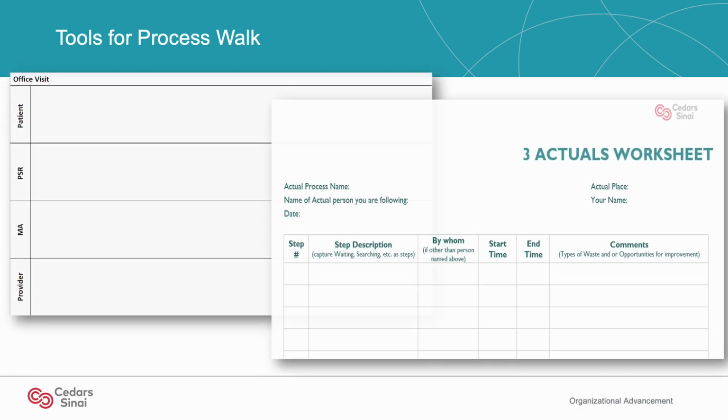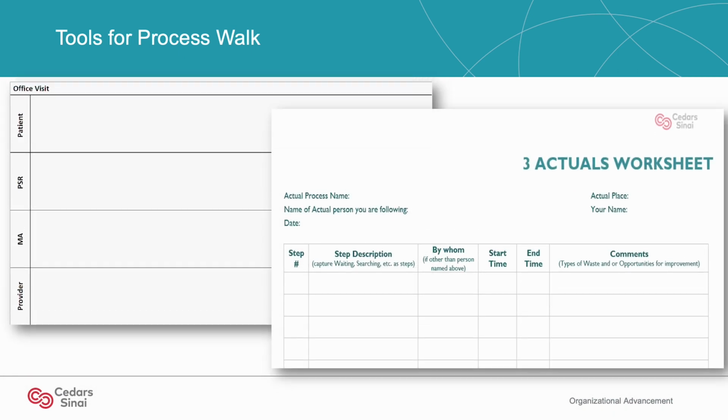A tool that you utilize during process walks is a blank swim lane template that you and your team can map out the process you're observing. We will go into details about process mapping in a bit. Lastly, the tool on the right is the 3 actuals worksheet. This worksheet helps the observers write down all the steps that they're observing and detailing who's doing the steps, how long does it take to complete, and write any comments.